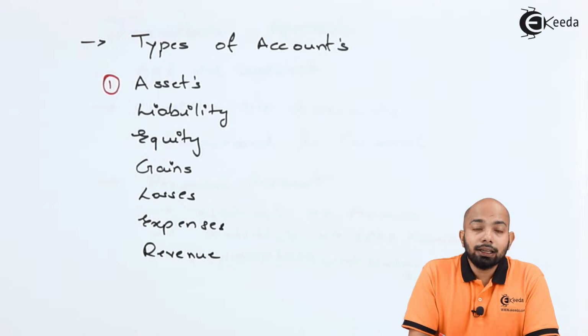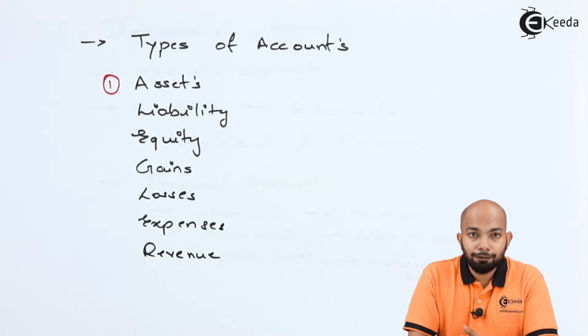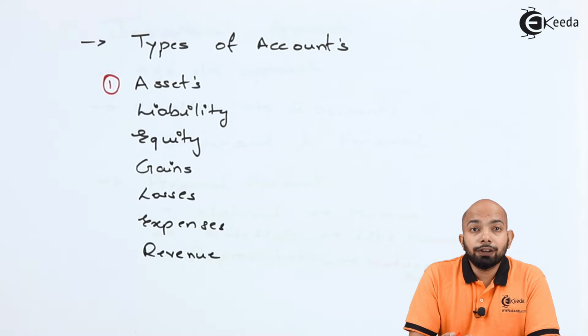Now, assets are nothing but the property of the company. Something that a company owns is known as assets. We have different kinds of assets here. We have tangible and intangible assets. Tangible assets are something that you can touch and feel, and intangible assets are something which you cannot touch, which you cannot feel or see, but they are still owned by the company.